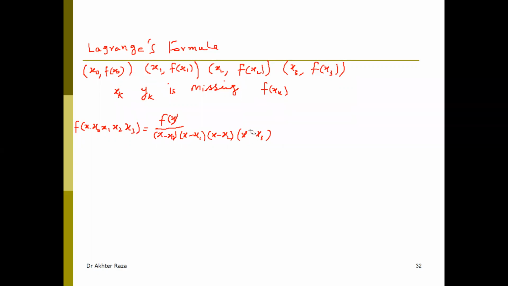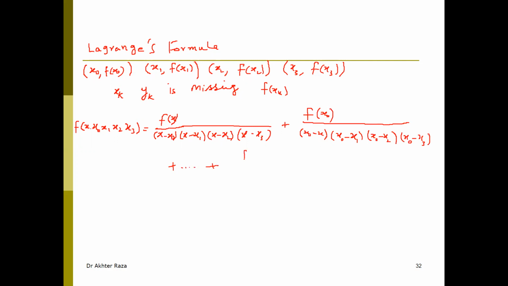plus f(x naught) divided by (x naught minus x), (x naught minus x1), (x naught minus x2), and (x naught minus x3), plus so on.